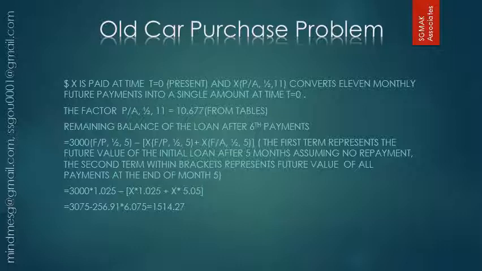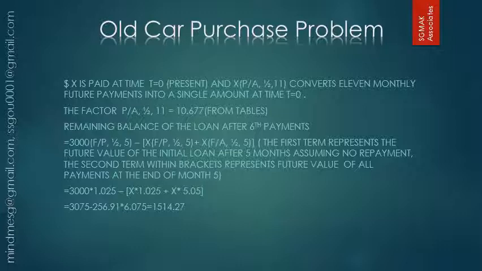And from that you're subtracting the future value of all payments made at the end of 5 months. Because now you have moved the time from t equal to 0 to t equal to 5, the end of 5 months, when you have made the sixth payment.